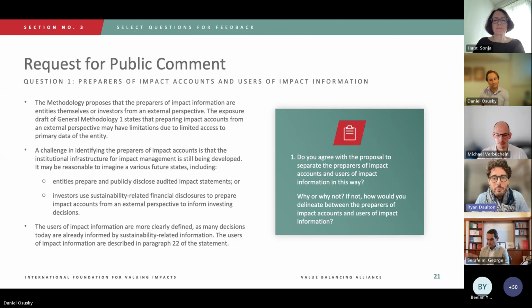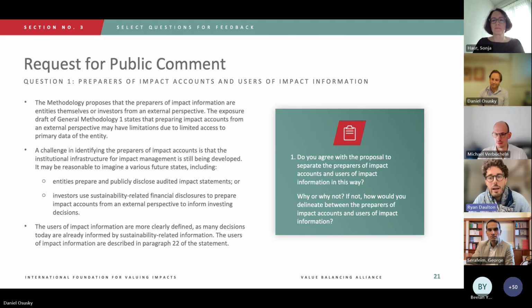Because the development of the institutional infrastructure is unclear, we wanted to, as we're drafting the methodology, make it both accessible and usable for managers inside an entity, but then also investors outside an entity. So to make it flexible. So the question that we are requesting feedback on: do you agree with the proposal to separate the preparers of impact accounts and users of impact information in this way?